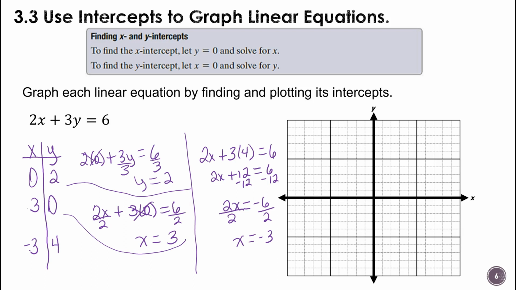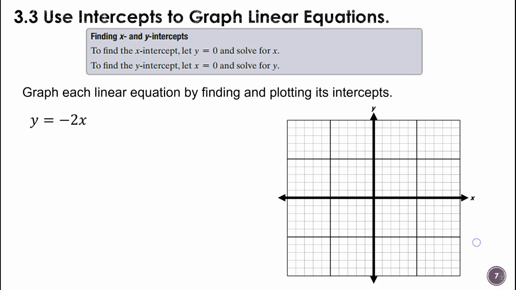So let's graph these ordered pairs. I have one point at 0, 2, at 3, 0, and at negative 3, 4. And you can see that this makes a line, so we must have done okay on finding our points. No mistakes there. Draw your line. And we're finished. Okay, now that third point, the negative 3, 4, that was a checkpoint to make sure that we didn't make a mistake when we were finding our intercepts.